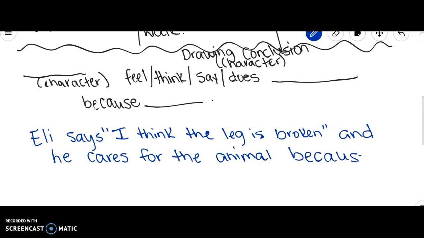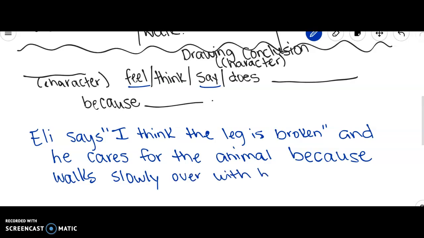because, and this is where I'm going to give my explanation from the text. So I told you that he says something, and I'm telling you also how he feels. So I use two. Eli says, "I think the leg is broken," and he cares for the animal. And I'm going to give you evidence on why I know he cares for the animal. And that is because he walks slowly over with his mom to see if he can help.